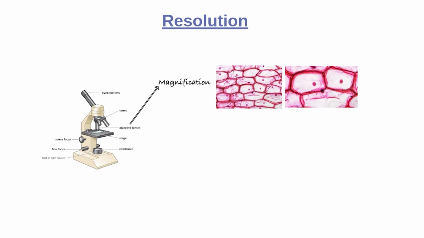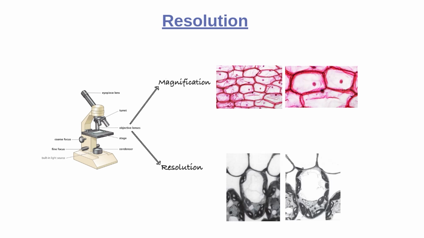In this lesson, we will be focusing on the second most important specification of a microscope, and that specification is called resolution. Resolution, in terms of scientific definition, is the ability to distinguish between two separate points. But I'm sure that doesn't make a lot of sense to you guys. In simple words, it is the ability to see more detail in any image that you're seeing under a microscope.